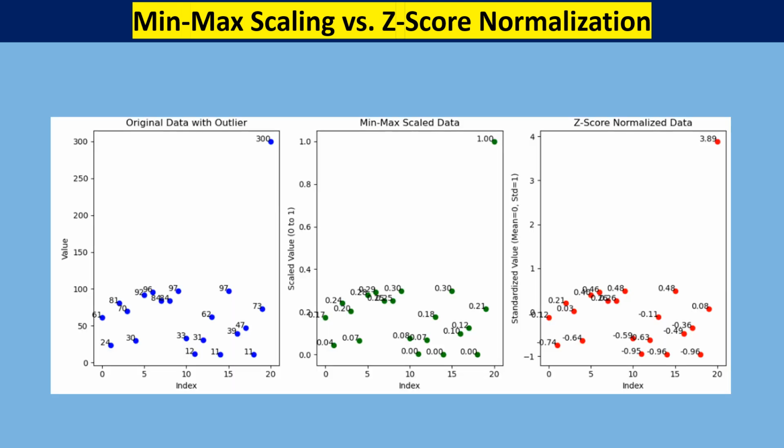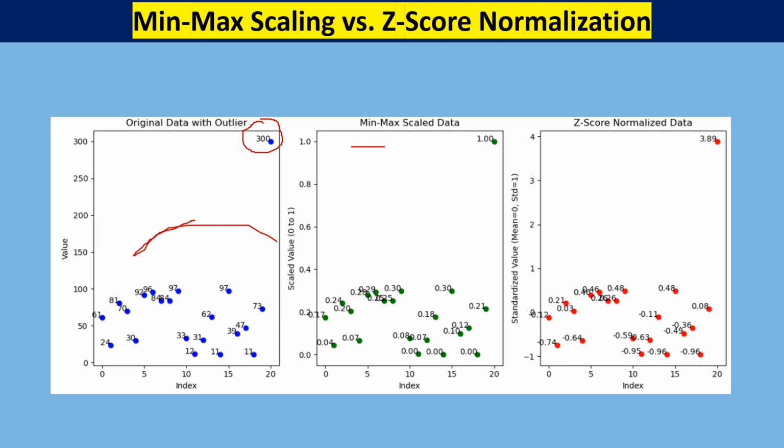And this is a graph of the original dataset on the left side. This graph shows the raw dataset before applying any scaling. The values range from 10 to 100, with an extreme outlier at 300. This one. Each data point is labeled, making it easier to track specific values. Most values are relatively close together. The outlier is far away from the rest of the data.